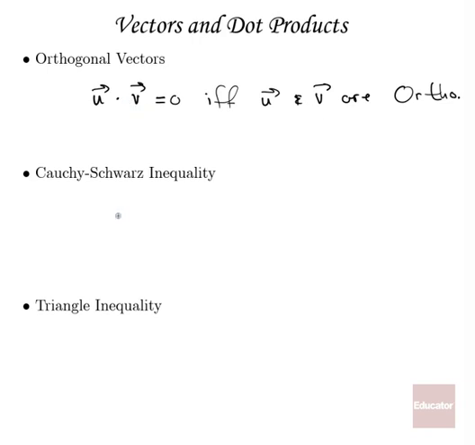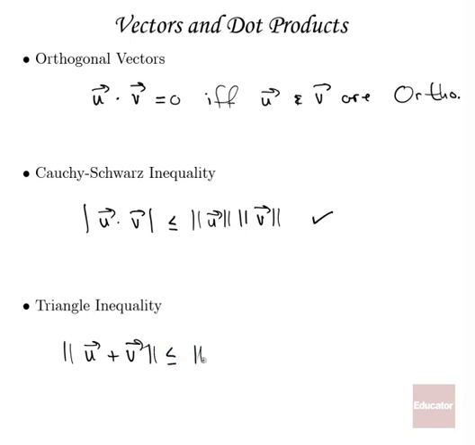Cauchy-Schwarz inequality, very important inequality. It says that the absolute value of u dot v is less than or equal to the magnitude of u times the magnitude of v. Profoundly important inequality. Triangle inequality says that the magnitude of the sum of u and v is less than or equal to the magnitude of u plus the magnitude of v.